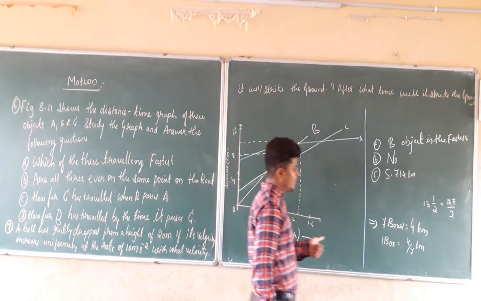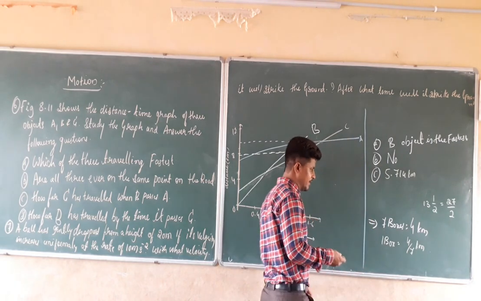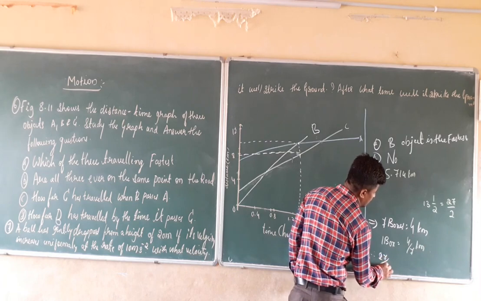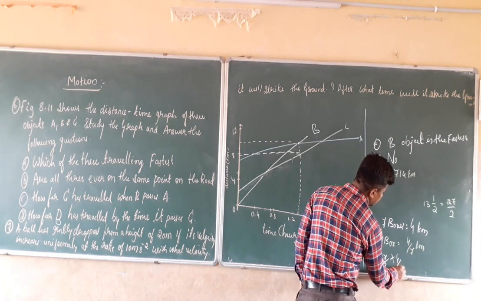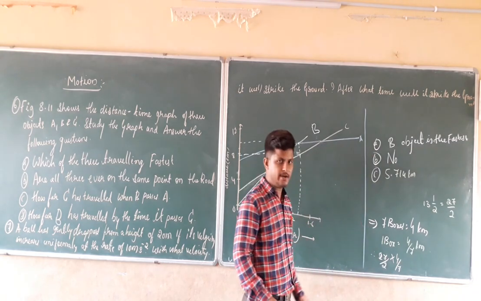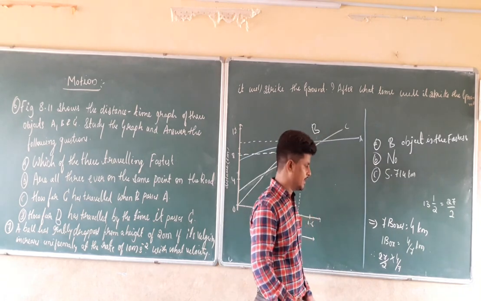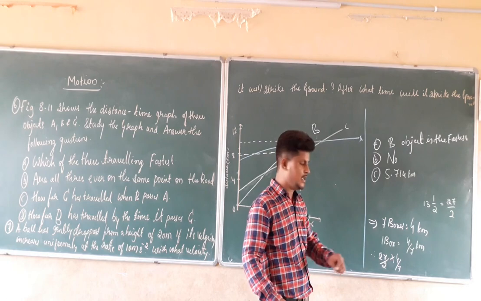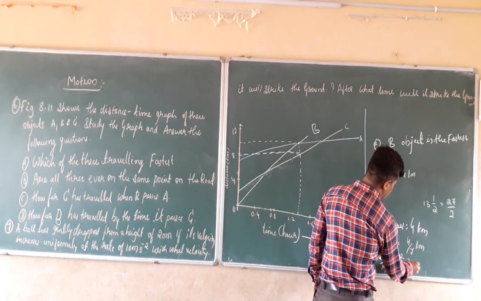Now, if one box equals 4 divided by 7 kilometers, therefore 27 divided by 2 boxes equal to how much? It will be multiplied by 4 divided by 7. So 1 box equals 4 divided by 7 kilometers. In the same manner, 27 divided by 2 boxes equal to how much? It will be multiplied by 4 by 7. So 2 ones are 2, 2 twos are equal to how much?